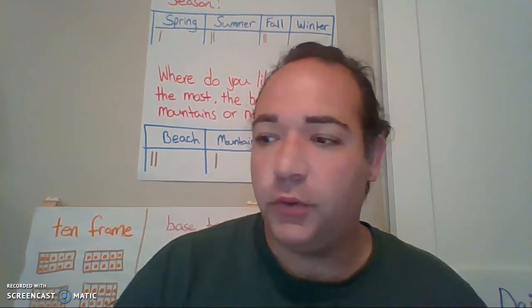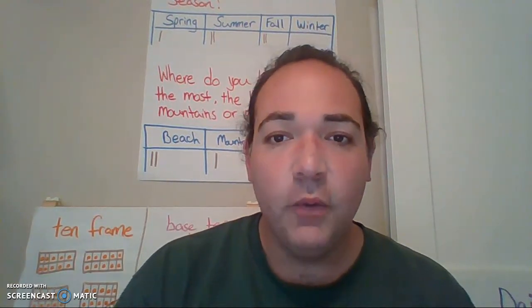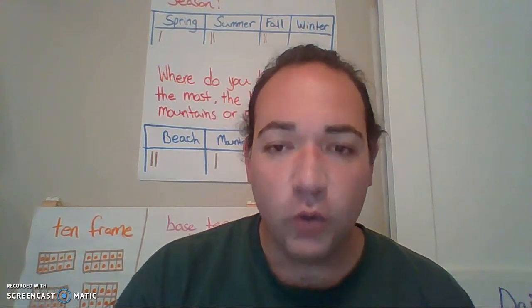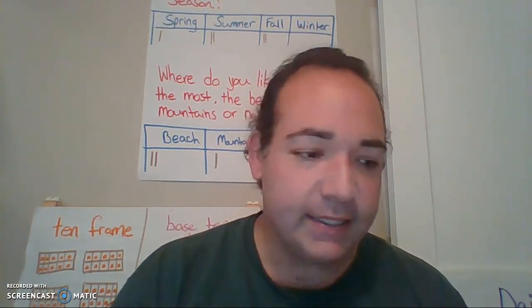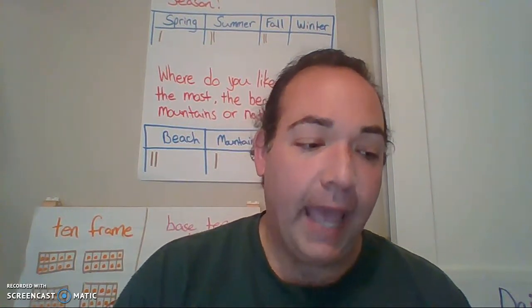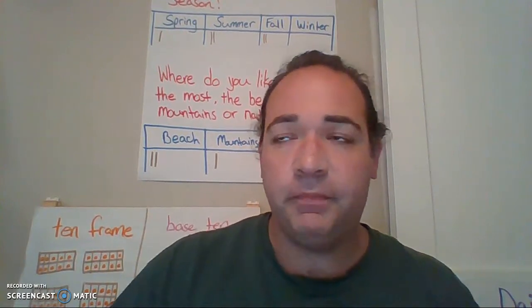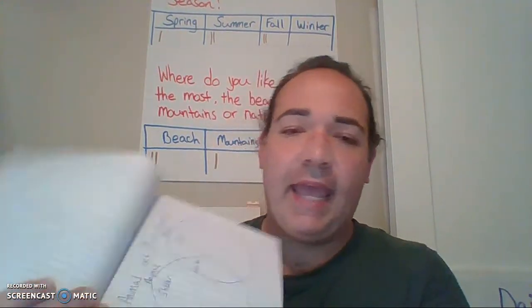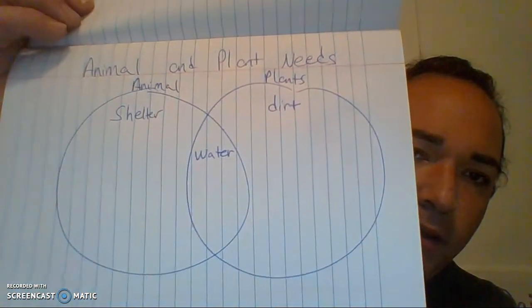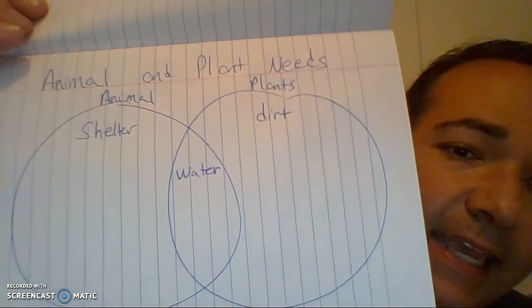Today, I want to talk to you a little bit about plants and animals and their needs. We know that in order to survive, plants need food, water, air. Animals also need those things to survive. And so I want you to create a Venn diagram where you are comparing animal and plant needs.